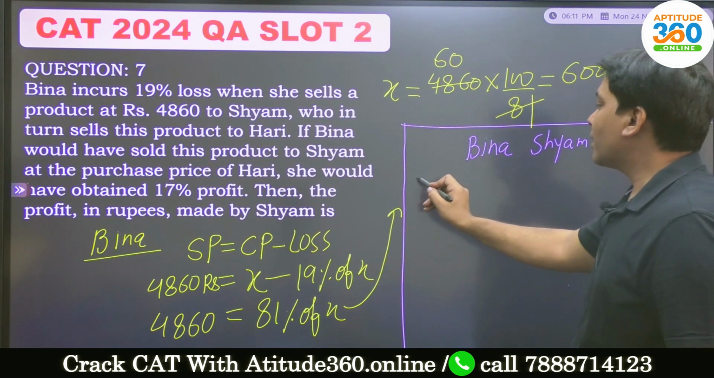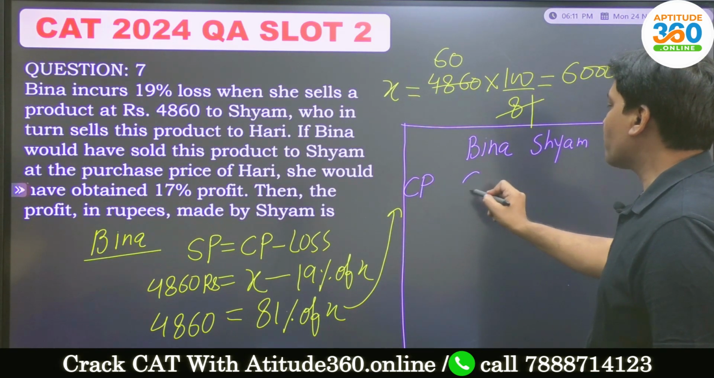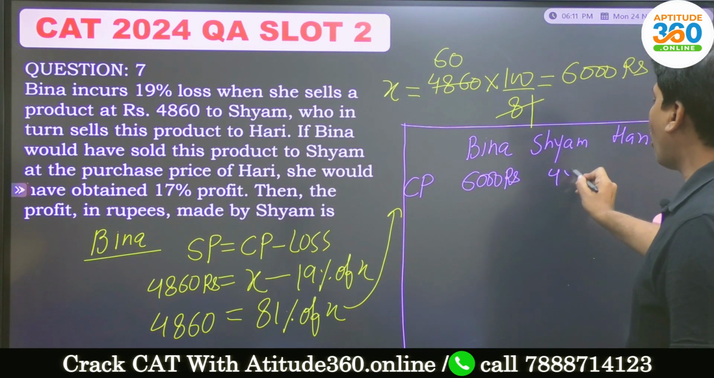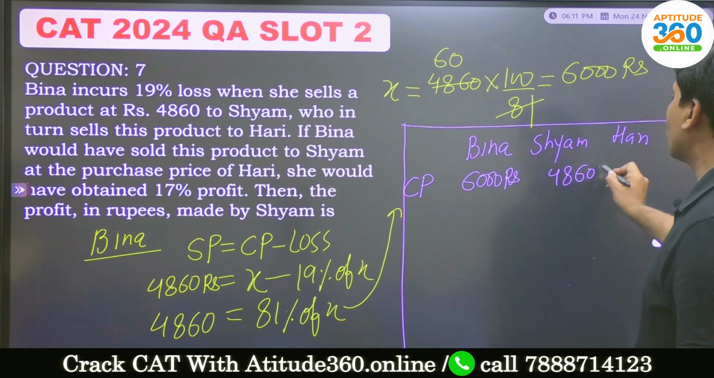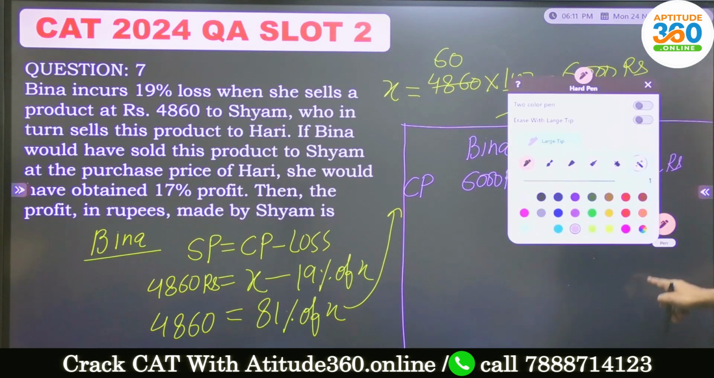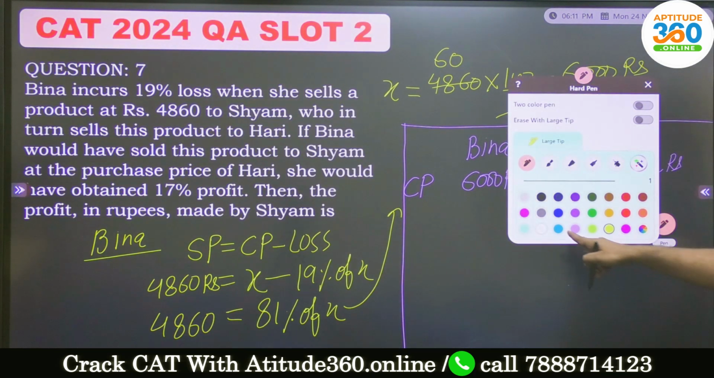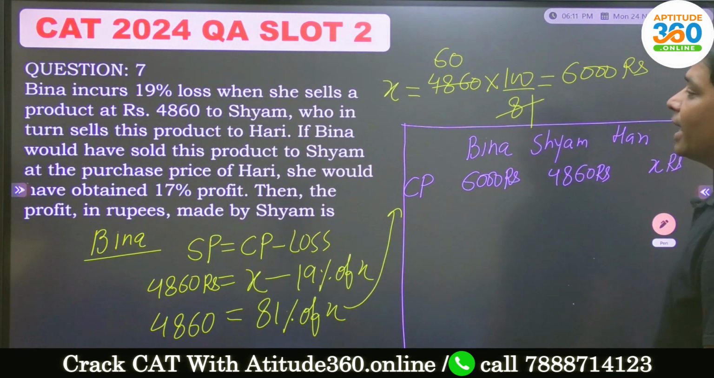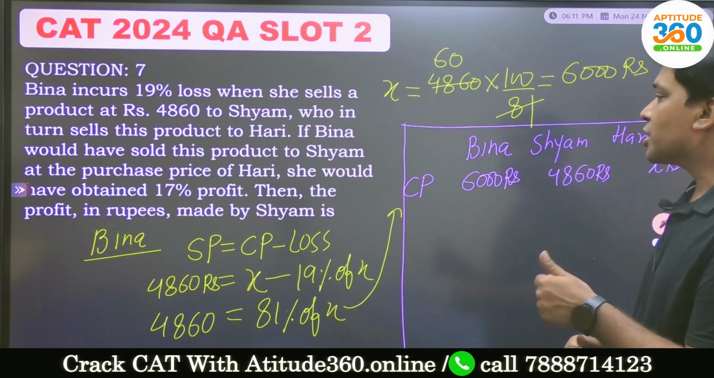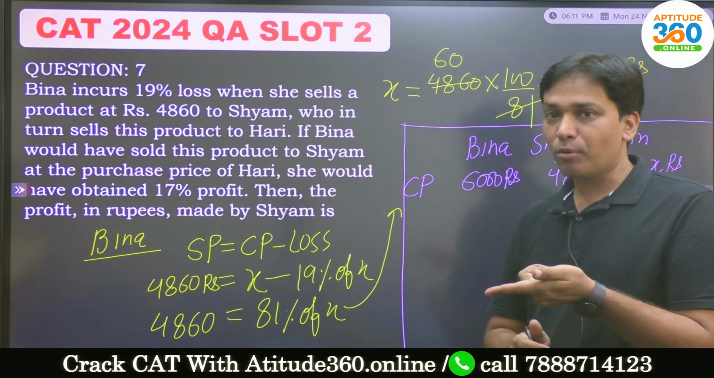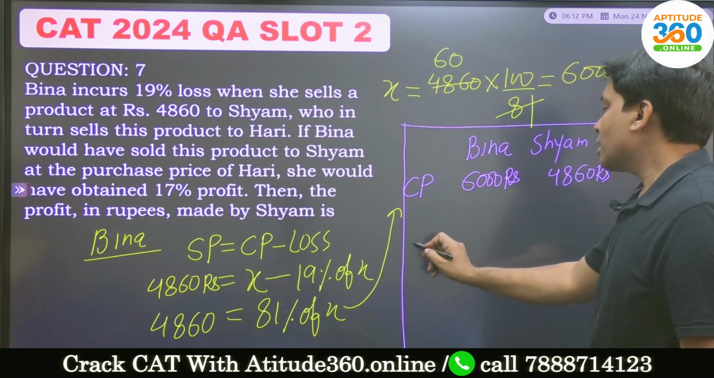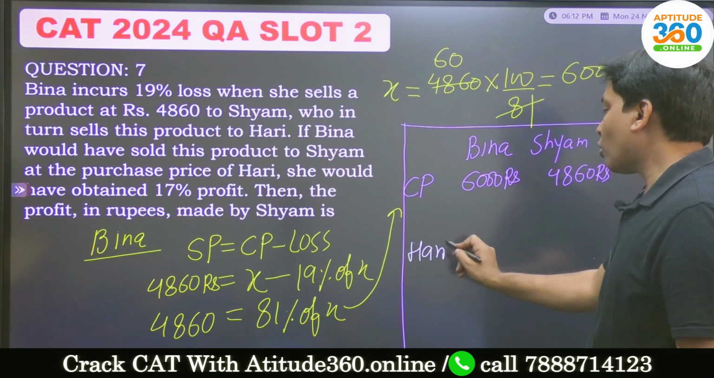So what if I write down their cost prices? The cost price of Beena is 6000 rupees. The cost price of Shyam is 4860 rupees. And let us assume that the cost price of Hari is X rupees. Right? Then this problem says that if Beena would have sold this product to Shyam at the purchasing price of Hari, she would have obtained 17% profit. 17% of profit on what value? This. So can we find out Hari's cost price?